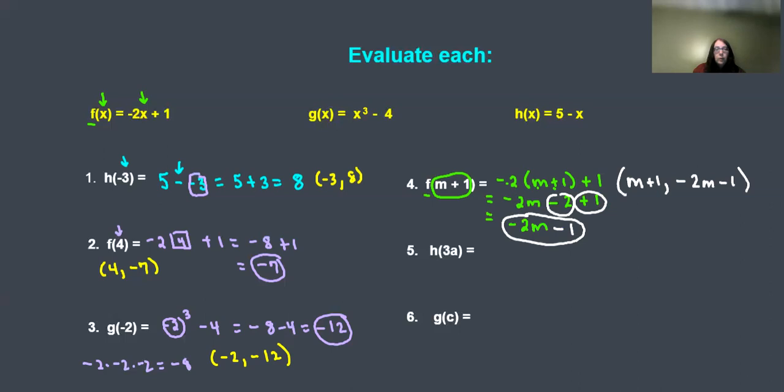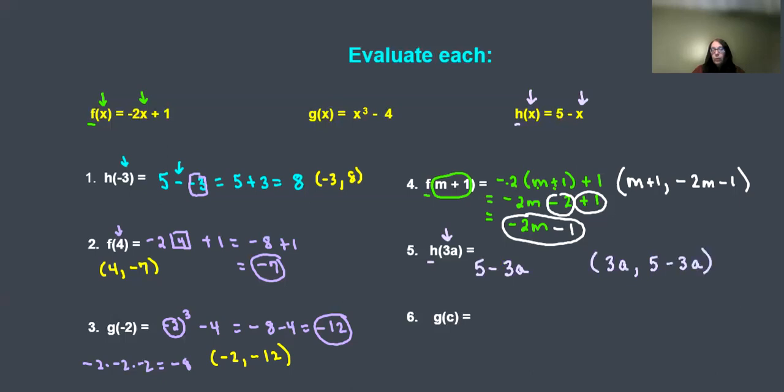All right, let's take a look at the next one. We want to replace x with 3a. So wherever I see an x right here, I'm going to replace it with 3a. Why am I using this function? Because it's h. That's how I know to use that function. So now I have 5 minus x. Well, x is 3a. And those aren't like terms, so that's all I can do. So when I input 3a, my output is 5 minus 3a.